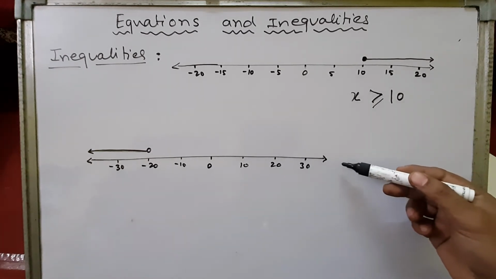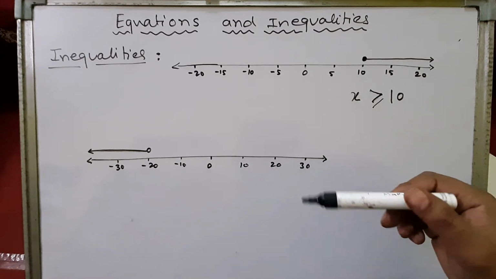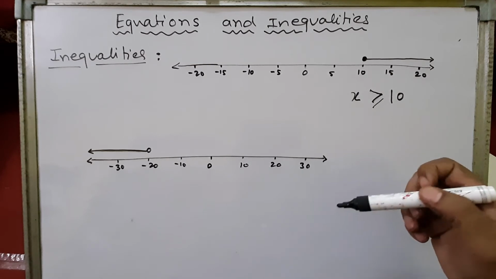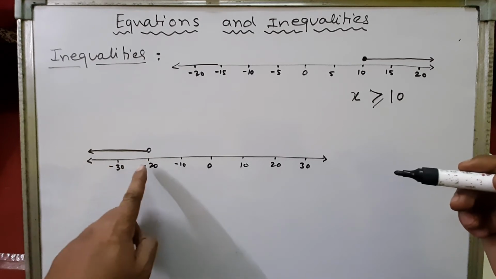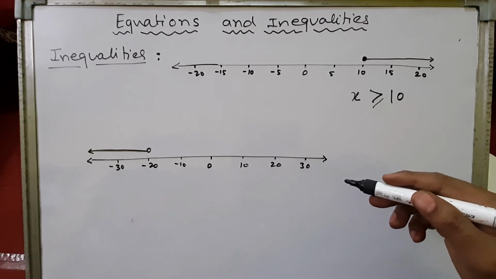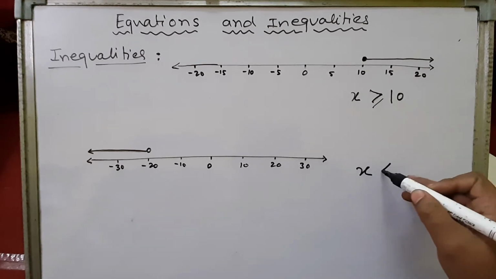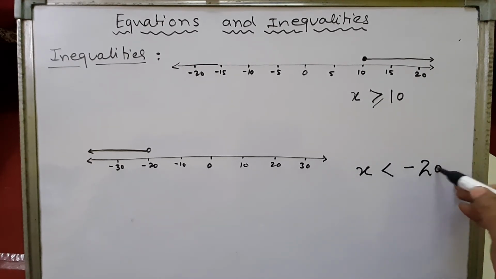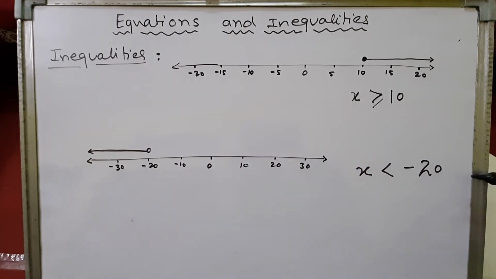Now let's see another solution. Here we can see at minus 20 there is only a circle. It's not a shaded one. And all the values on the left hand side of minus 20 are being taken. That means values lesser than minus 20 are the solution. So x is less than minus 20. And minus 20 is not included, so we will not put the equal to sign because there is no shaded circle here. So this is the inequality of this solution. Alright children, please note down.